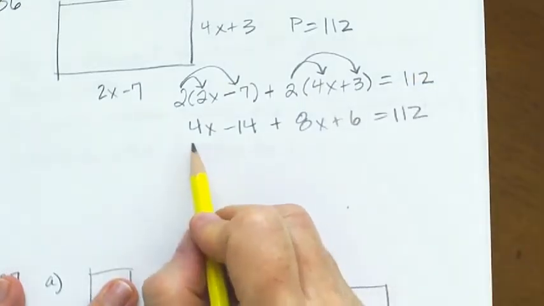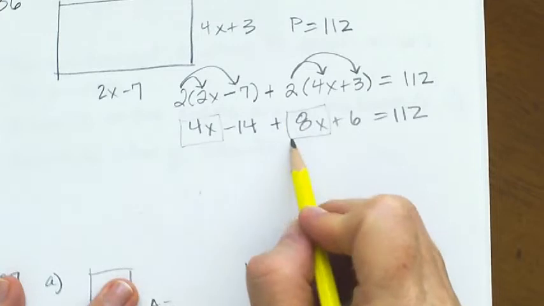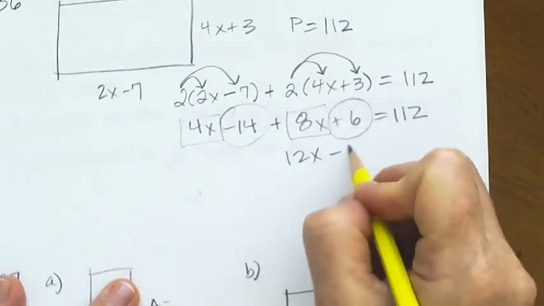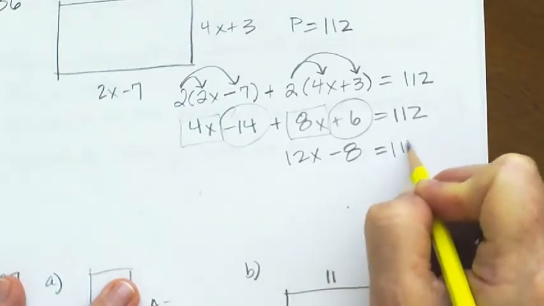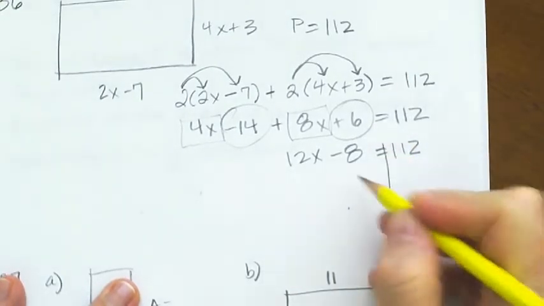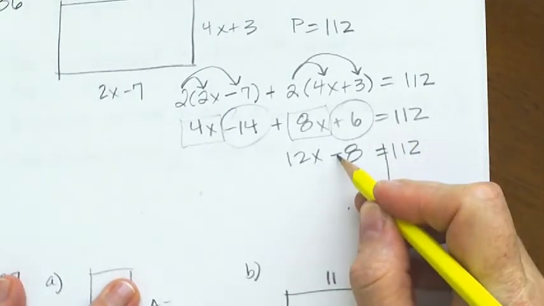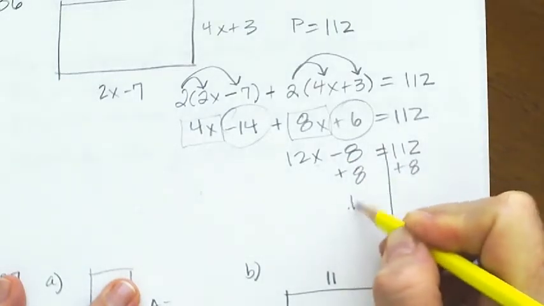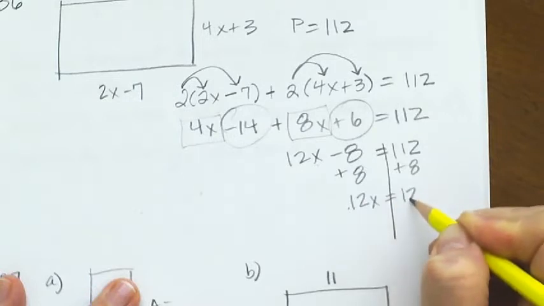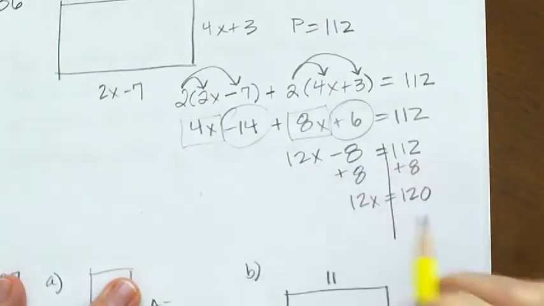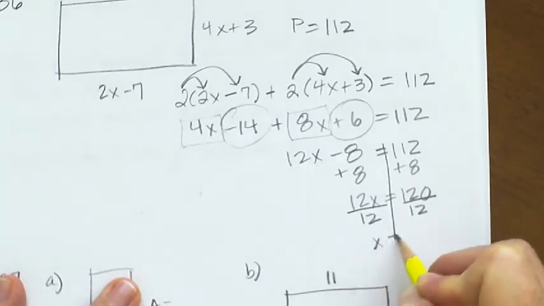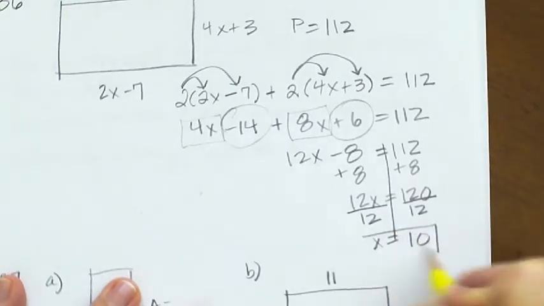We've got like terms, 4x and 8x, that's going to give me 12x. Negative 14, positive 6, that's going to give me negative 8. Now let's isolate x by undoing the subtraction first. Then I'm going to divide both sides by 12. So x equals 10.